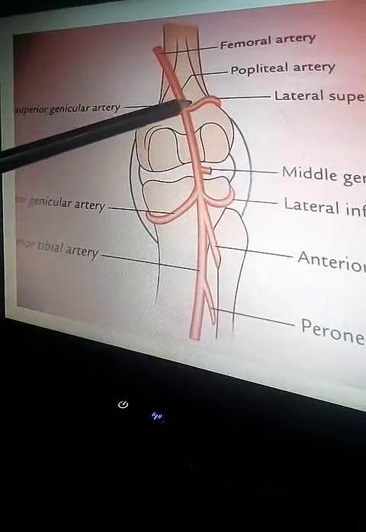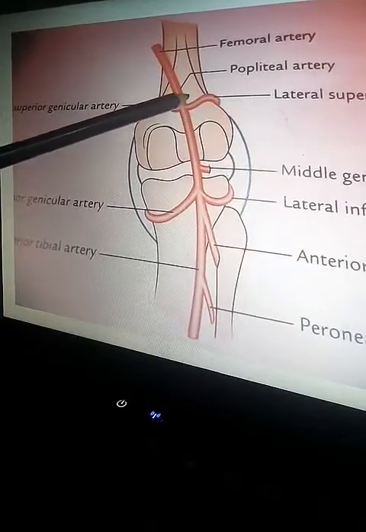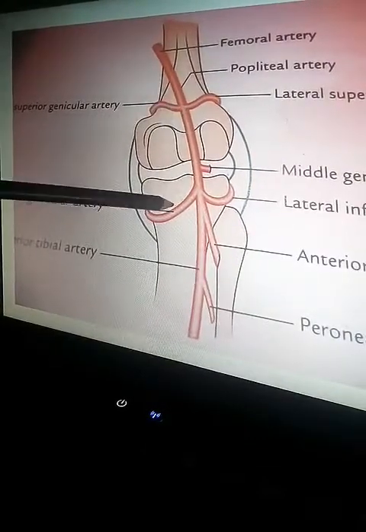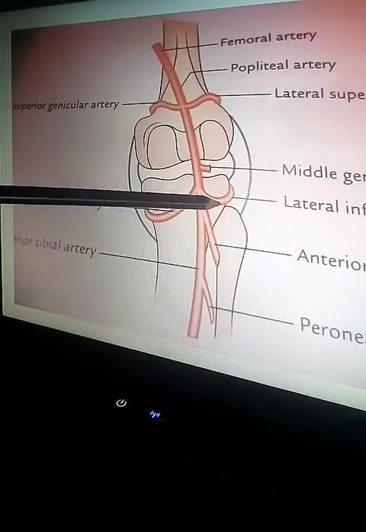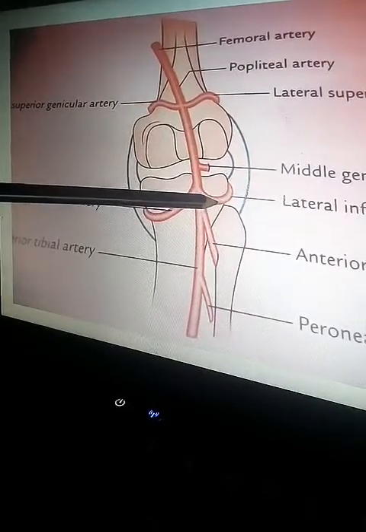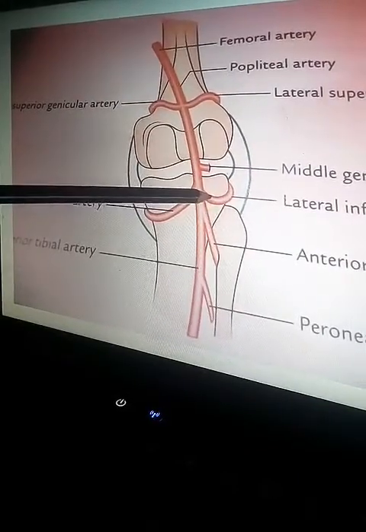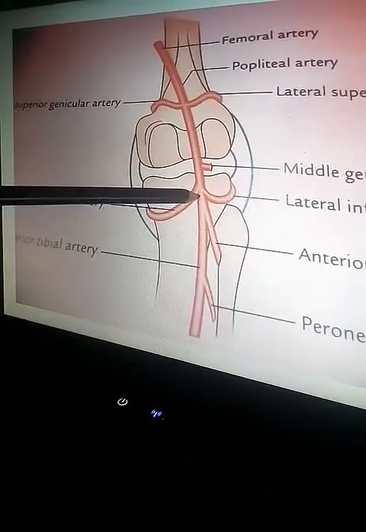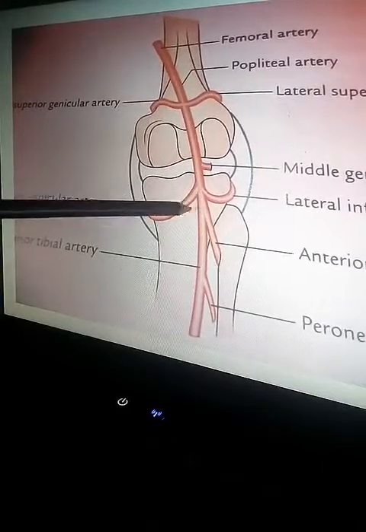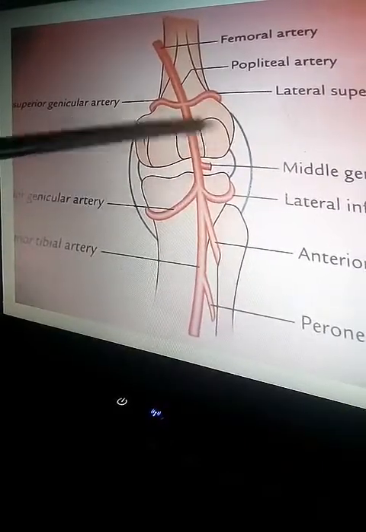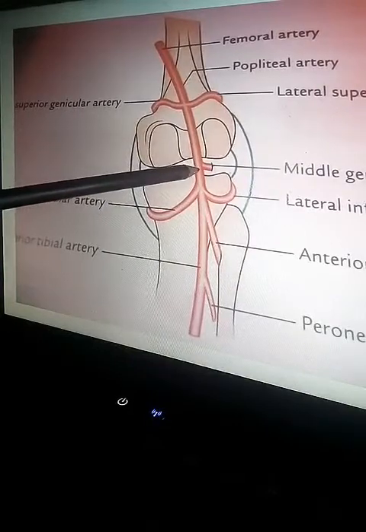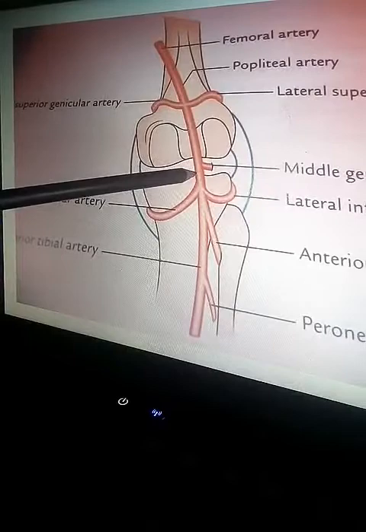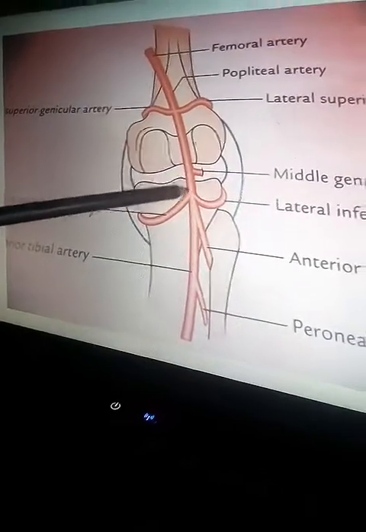immediately above the corresponding femoral condyles and take part in the formation of genicular anastomosis. Inferior medial and lateral genicular arteries wind around the corresponding tibial condyles and pass deep to the corresponding collateral ligaments of the knee joint to take part in the formation of genicular anastomosis. Now this middle genicular artery pierces the oblique popliteal ligament of the knee to supply the cruciate ligaments and synovial membranes of the knee.